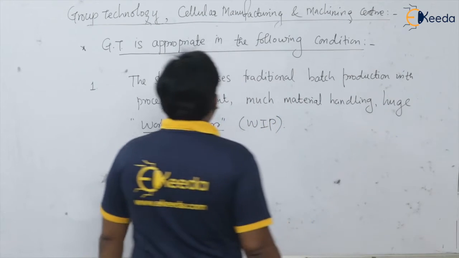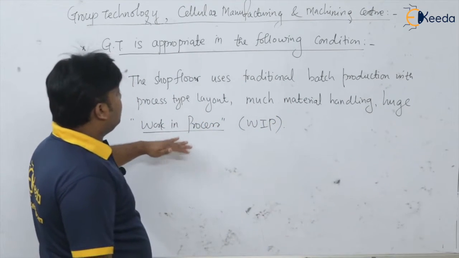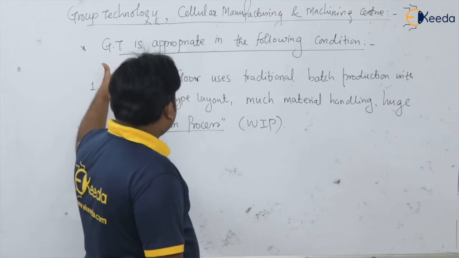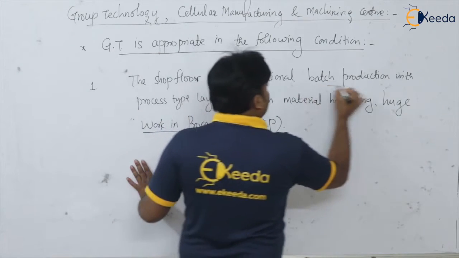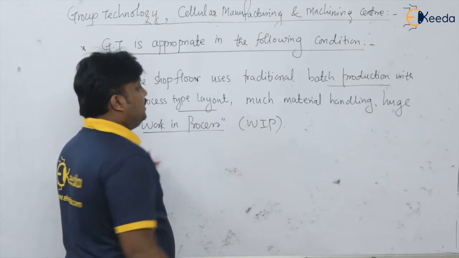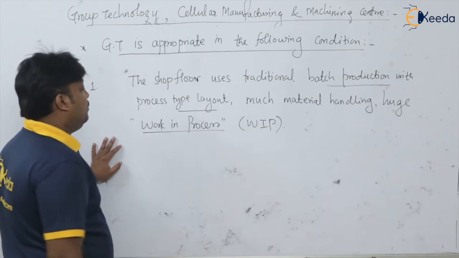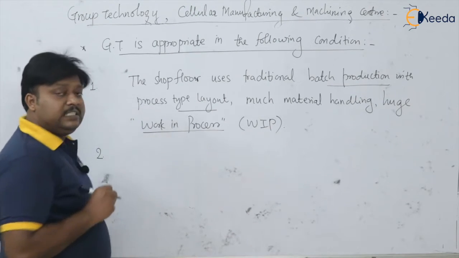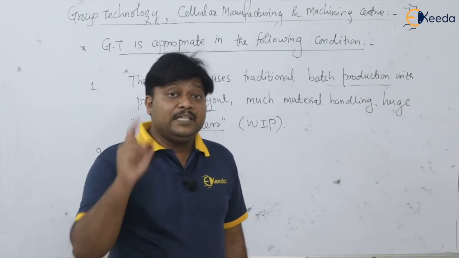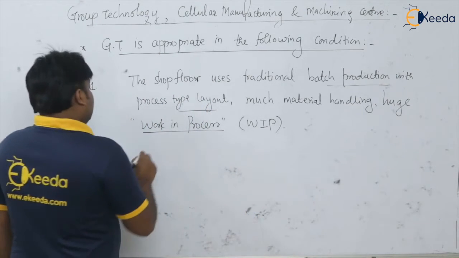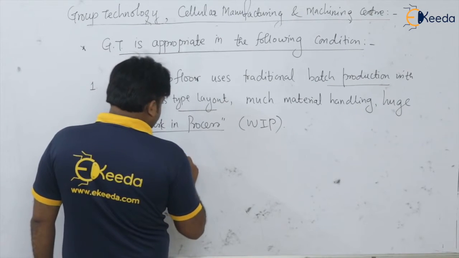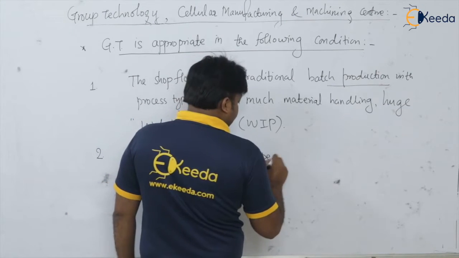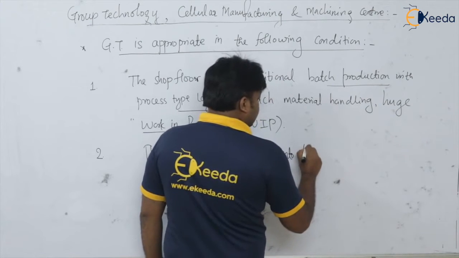So this is the first condition, a very important condition where group technology can be implemented or is very appropriate: where there is traditional batch type production, process type layout, much material handling and a huge amount of work in process. That is the first condition. And the second very important condition is that the parts can be grouped into part families. That is a big thing. The parts or components can be grouped into the part families.